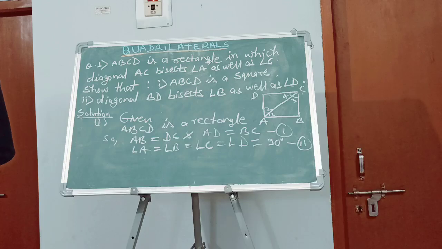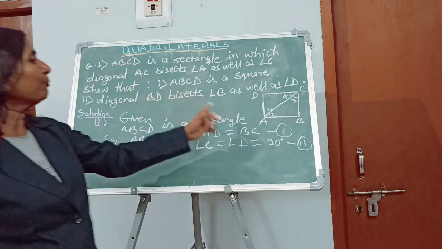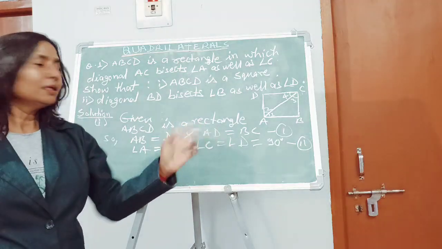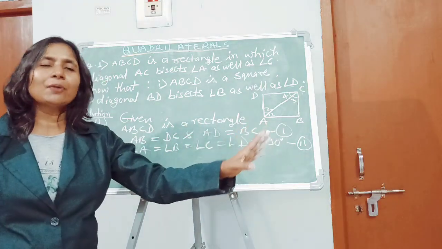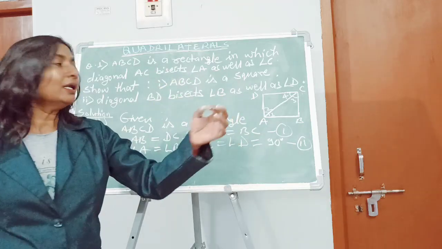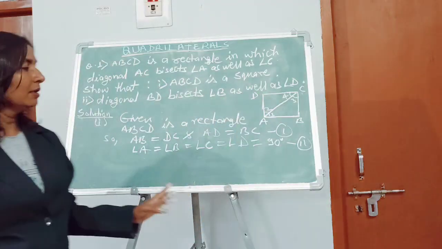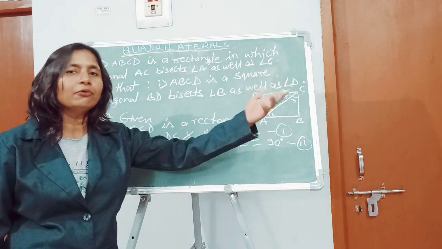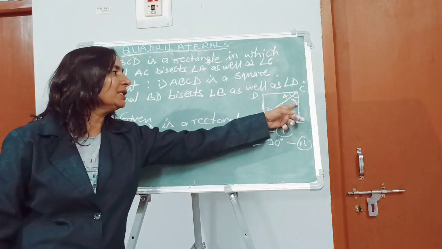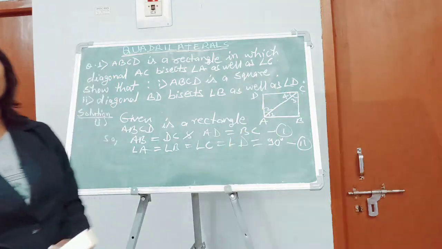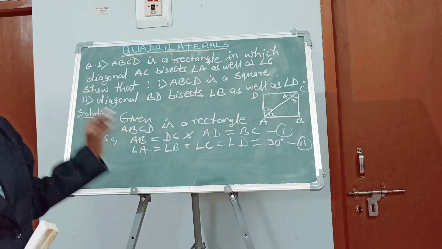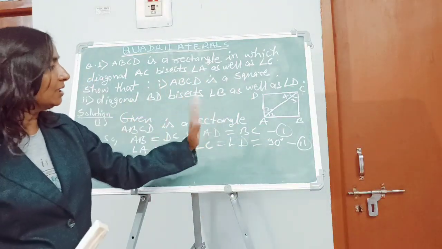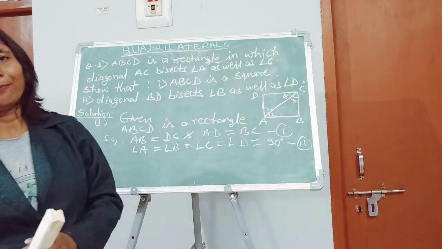Now, if we have to prove that this rectangle ABCD is a square, what we have to do? In a square, each angle will be equal to 90 degrees, which is already given. And in a square, all sides are equal. So if we can show that AB is equal to BC is equal to CD is equal to DA, then our motto will be fulfilled. So we have to show only one thing, and that is all sides are equal.